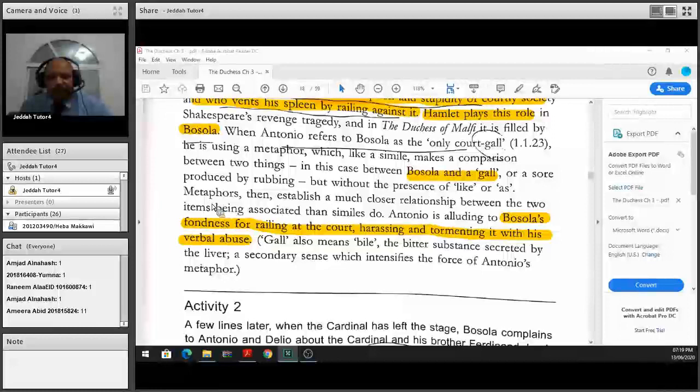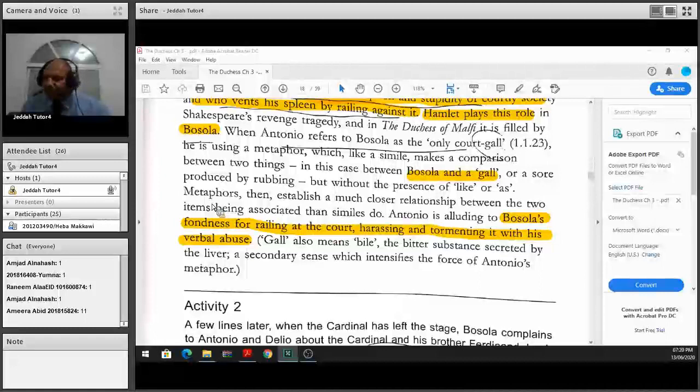If we think of the country or the court in terms of the analogy of the sick body, Bosola is going to be one of those sources of pain. He is a contributing factor, more or less. So Bosola is referred to as a sore, and typical of sores, they are produced by rubbing, which means that there is a great deal of action and interaction, corrupt as they are.